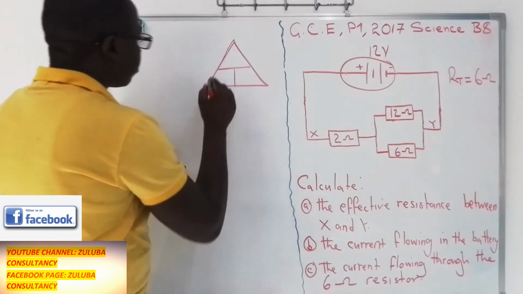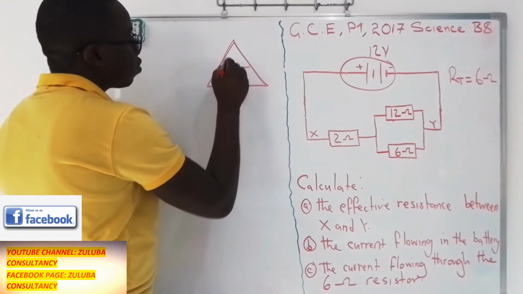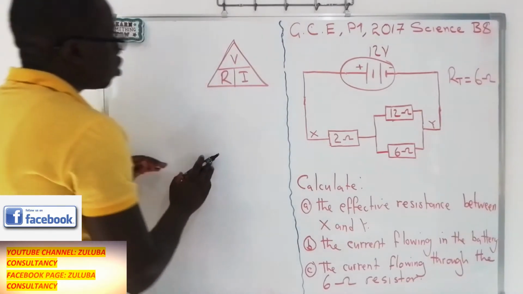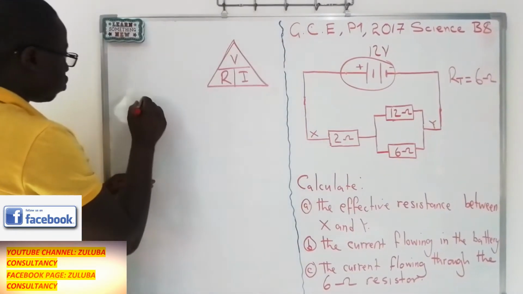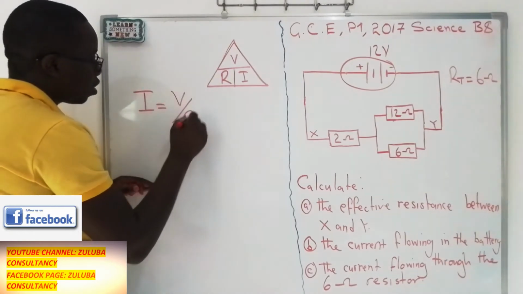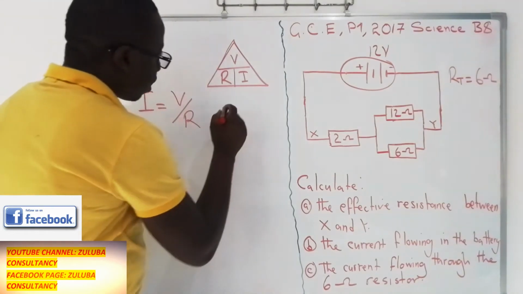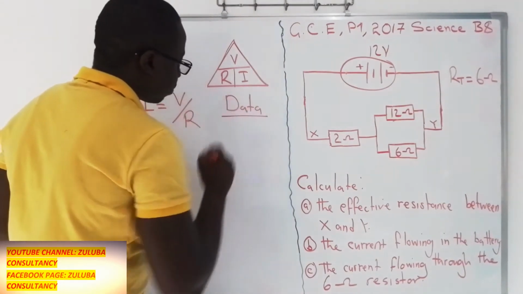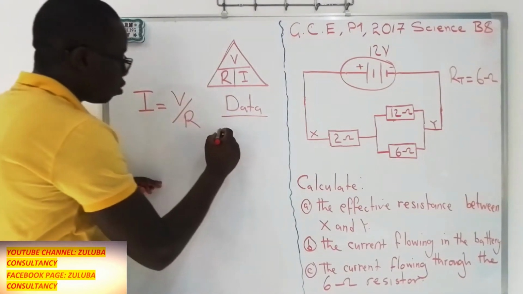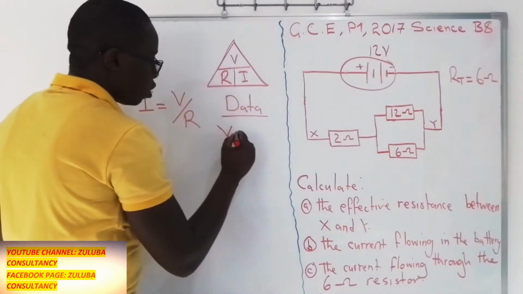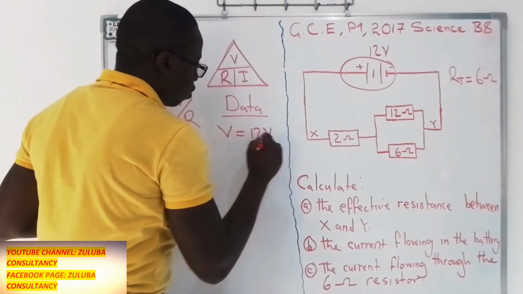So Ohm's law tells us that resistance is equal to voltage divided by current. So when we are finding the current, we'll say current is equal to voltage divided by resistance. Now, what is the information that we need to have regarding this question? The first one is the voltage. The voltage we have been given in the question is 12 volts.